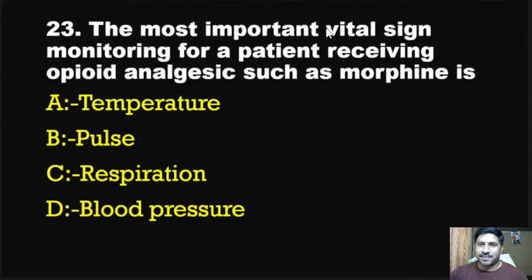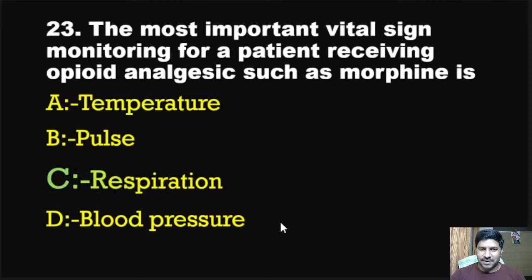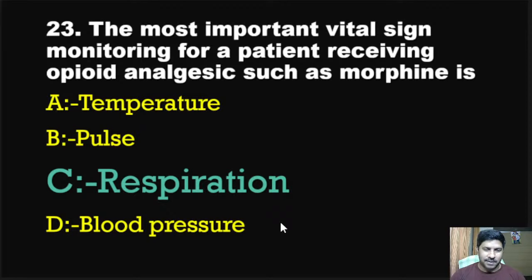23rd question. The most important vital sign monitoring for a patient receiving opioid analgesic such as morphine is temperature, pulse, respiration, blood pressure. I know it is an easy question. The correct answer is option C. Why is respiration important while giving opioid analgesics? Please comment.